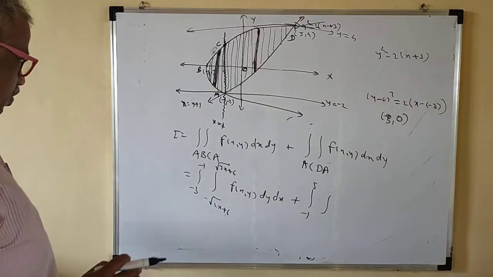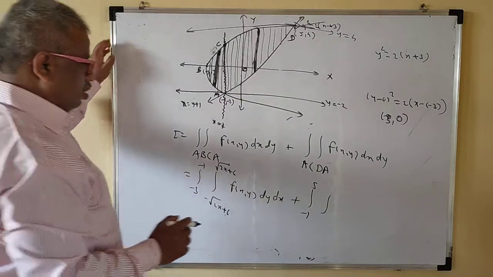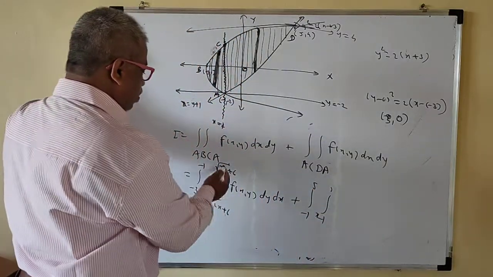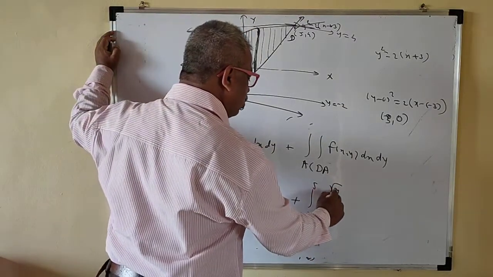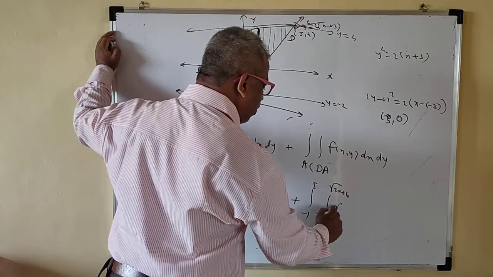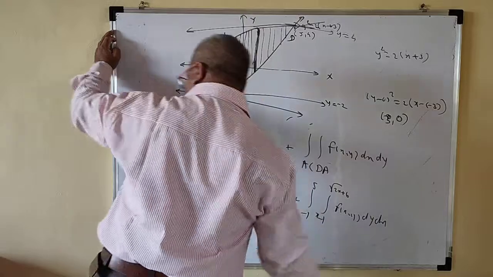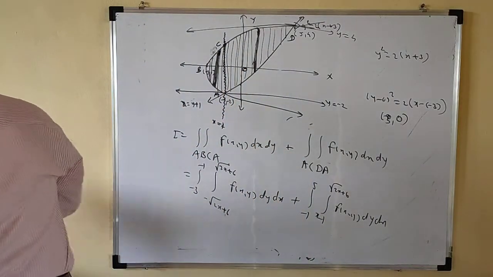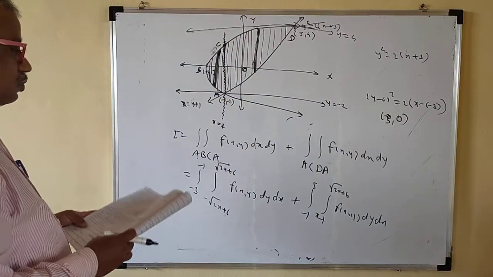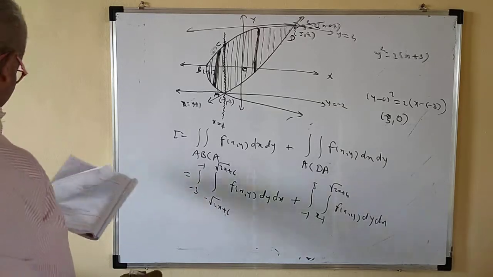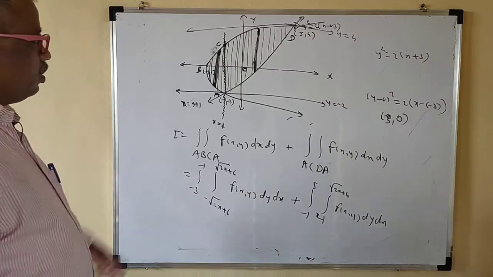So y from the lower curve is x minus 1, and y from the upper curve is the same as here, root of twice x plus 6, of f of x, y, dy dx. So this is the solution.